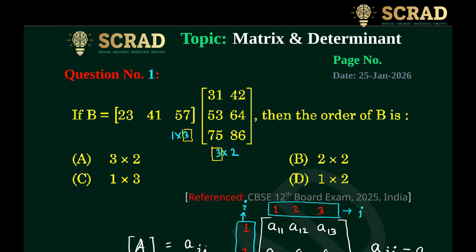And then what is the resultant matrix dimension, or the order of the resultant matrix? The resultant matrix is of dimension 1 cross 2. We have to take the row count from the first matrix and the column count from the second matrix. Then this will be the answer, 1 cross 2, right? So D is the correct answer.